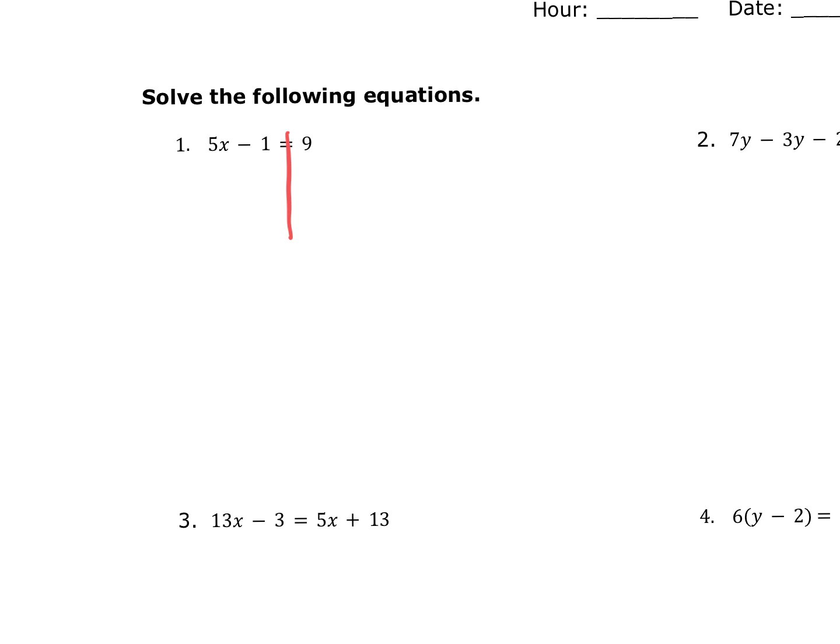So the 5 and the x are connected. And if I want that x to stay over there, that 5x has to stay over there for the last thing. So right now I'm going to get rid of my -1. To get rid of that, I'm going to add 1 to both sides. So I get 5x on my left side and equals 10 on my right. When a letter and a number are together, that means they're being multiplied. So I'm going to do the opposite. I'm going to divide both of them by 5. And I get x equals 2.